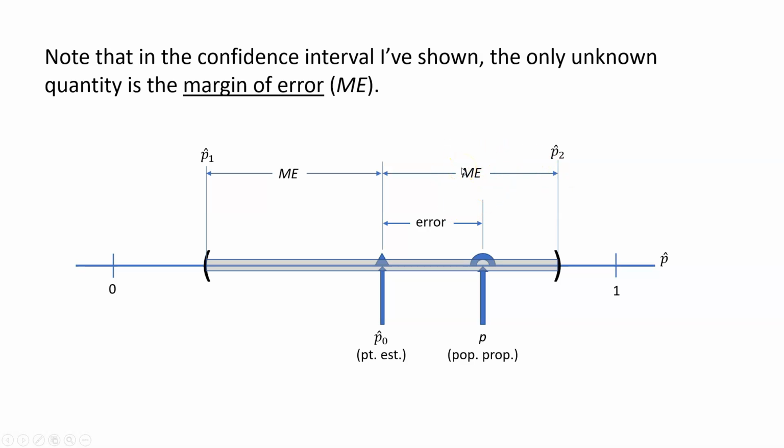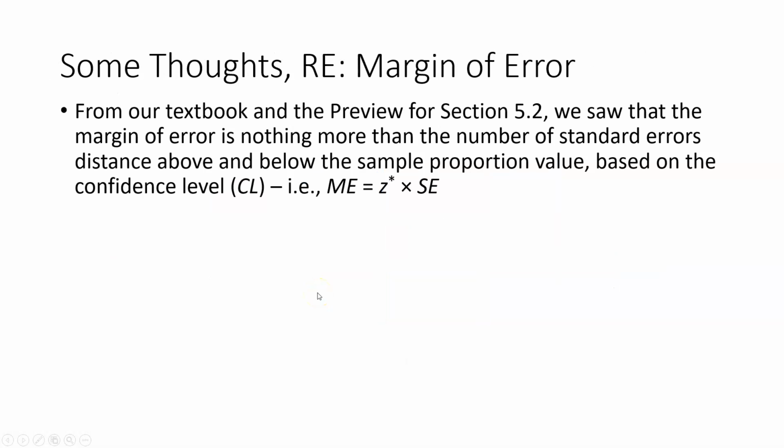So if I have a large confidence level, then I'll have a large margin of error. If I have a small confidence level, I'll have a smaller margin of error. Having said that, from our textbook and the preview for section 5.2, we saw that the margin of error is nothing more than the number of standard errors distance above and below the sample proportion value based on the confidence level. In fact, the formula is given on the screen.